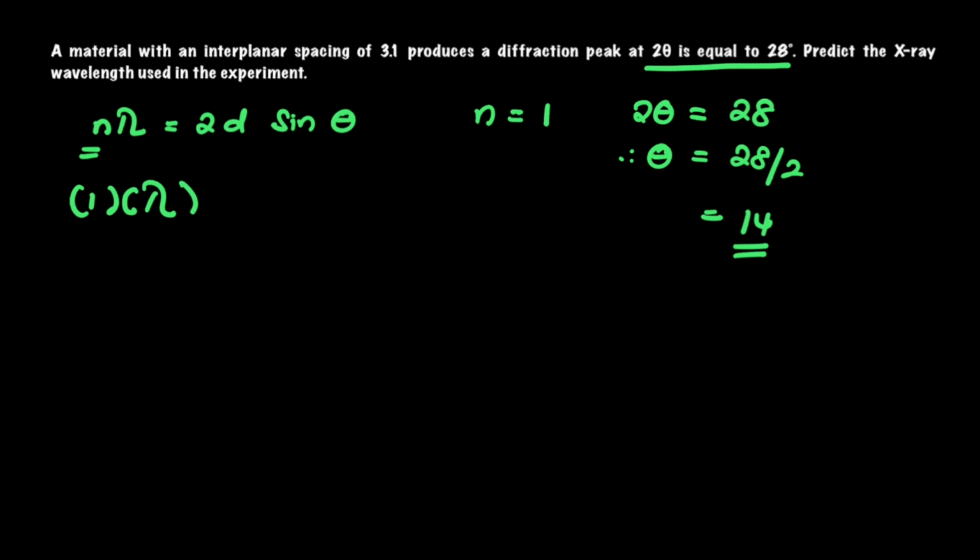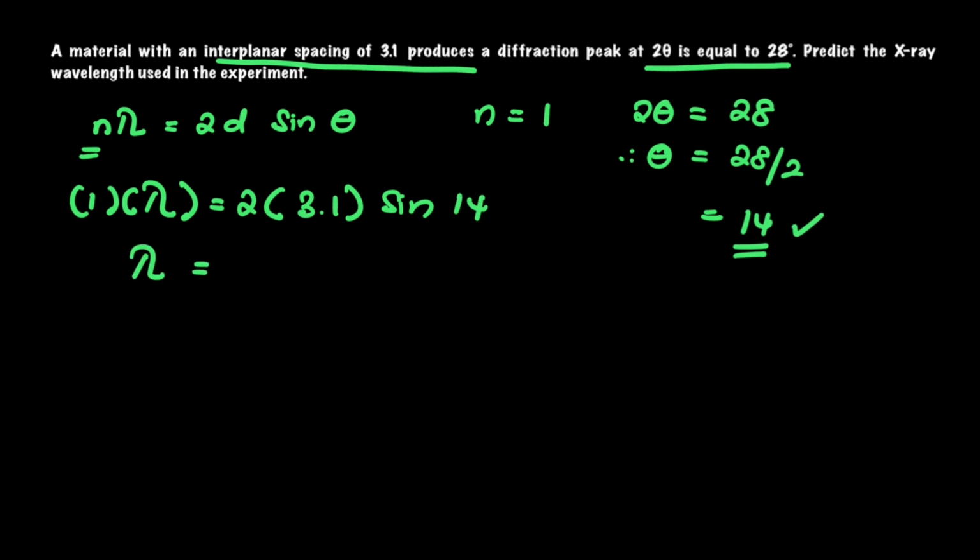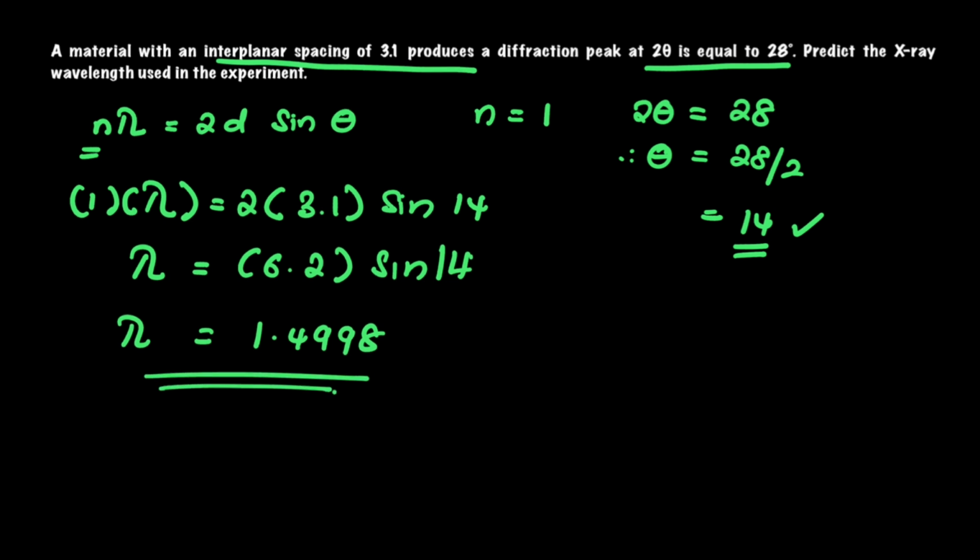You're going to find the wavelength, which is lambda, so 2d. The interplanar spacing given in the question is 3.1. Sine theta is the one that you calculated just now, 14. Therefore, your lambda is equal to 6.2 sine 14. So lambda is equal to 1.4998. So this is the final answer for this question.